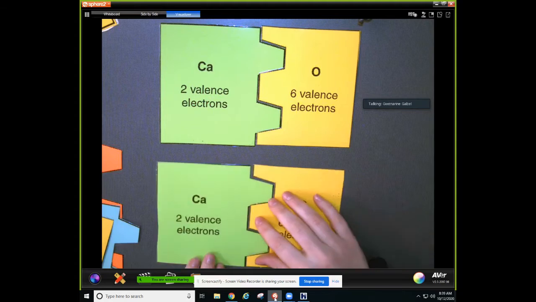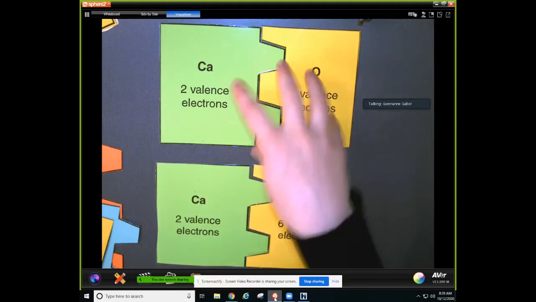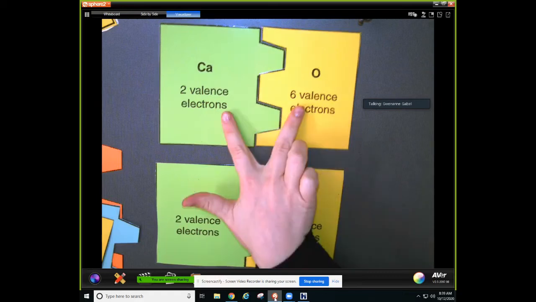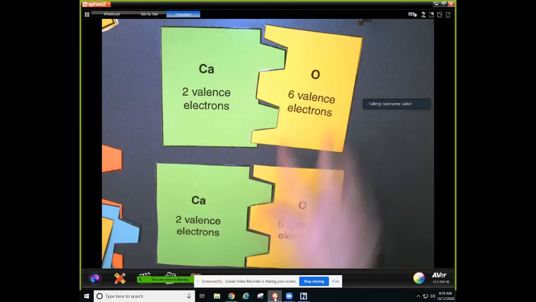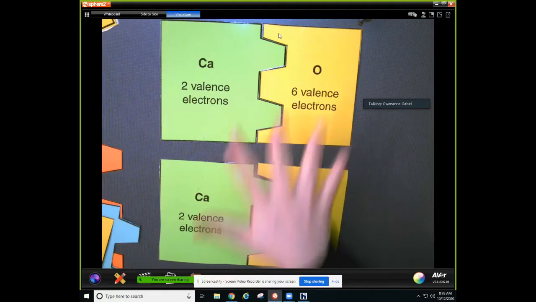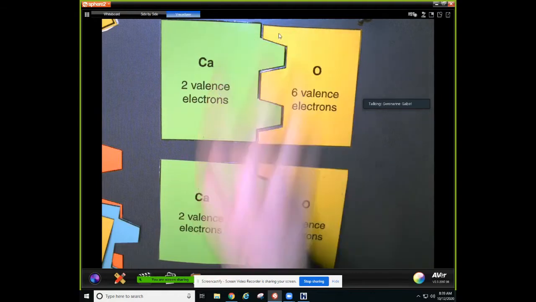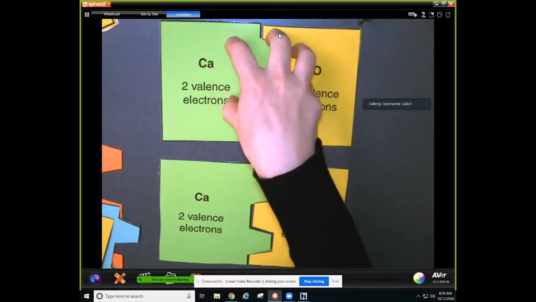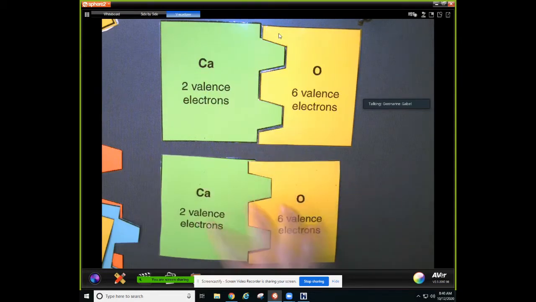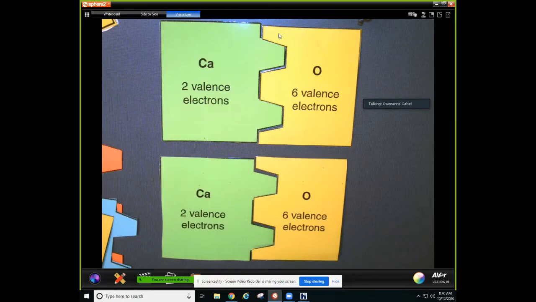All right, so now I just created 2 bonds. The valence electrons equal 8 in each bond. Elements can share electrons with more than 1 element, okay? So I have 2 compounds, calcium and oxygen, calcium and oxygen. So let's analyze what we just made.